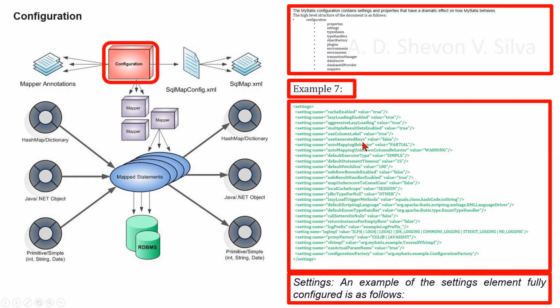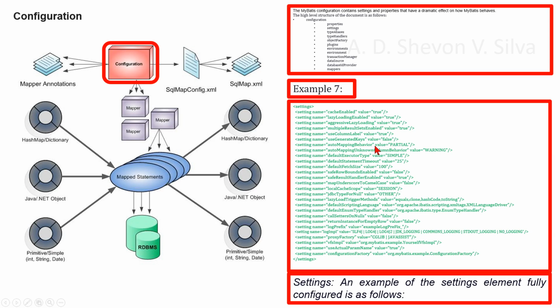Use generated keys: allow JDBC support for generated keys. A compatible driver is required. This setting forces generated keys to be used if set to true, as some drivers deny compatibility but still work. For example, Derby. Valid values are true or false, and the default is false.